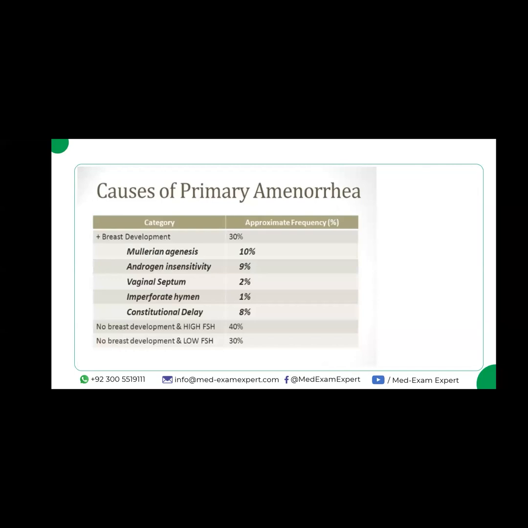All right, this table is showing the percentage of different disorders which are associated with primary amenorrhea. As you can see, primary amenorrhea with the presence of breast is present in 30% of the cases. Agenesis is found in 10% of the patients, insensitivity in 9%, vaginal septum 2%, imperforate hymen 1%, and constitutional delay is found in 8% of the population. No breast development along with high follicle stimulating hormone is seen in 40% of the cases, as well as no breast development and low follicle stimulating hormone is seen in 30% of the population.